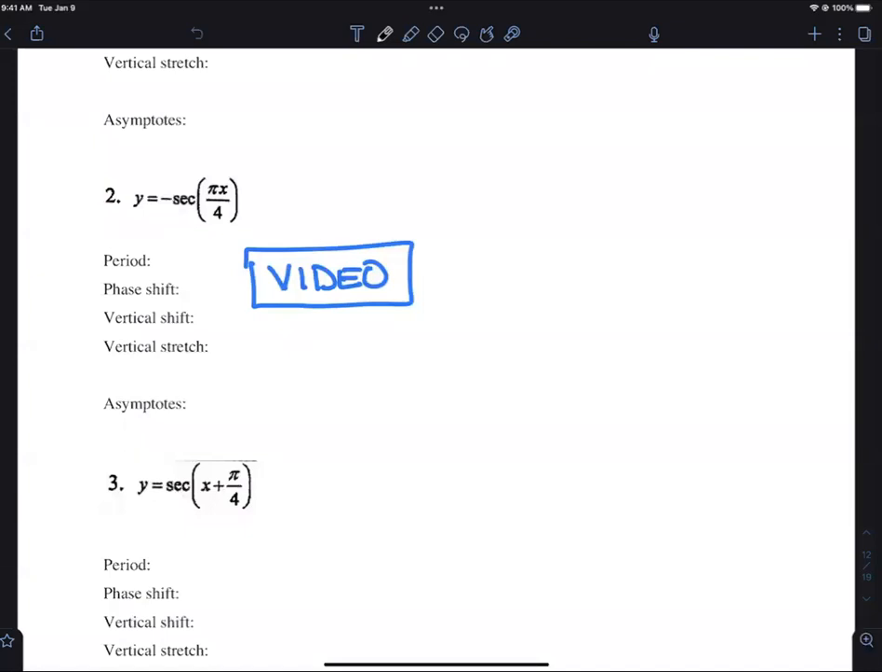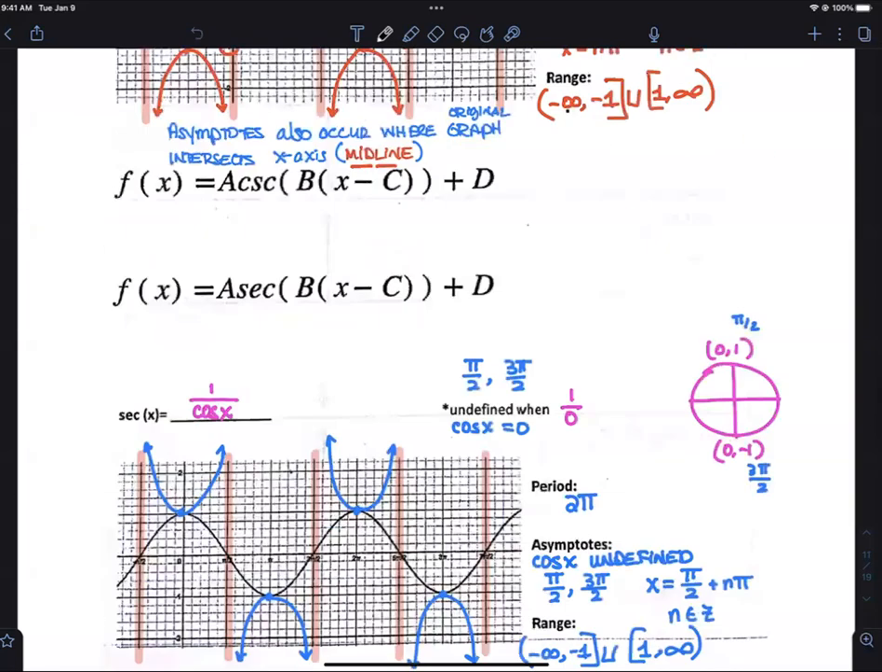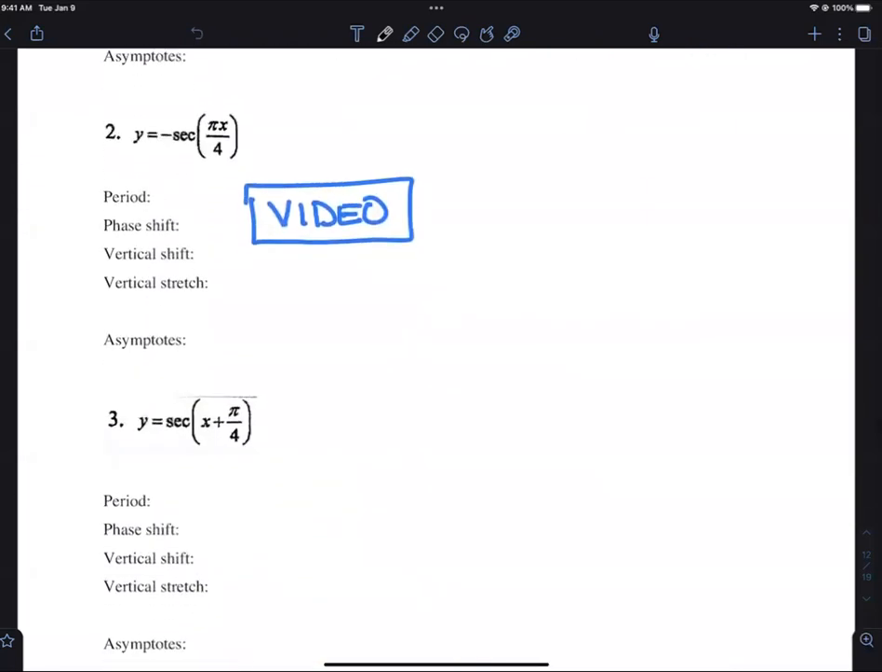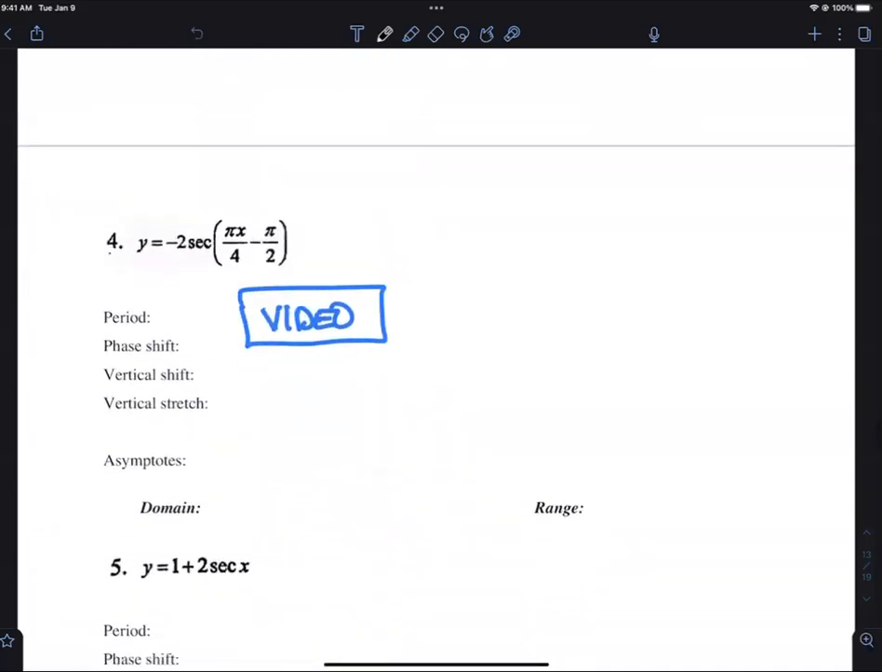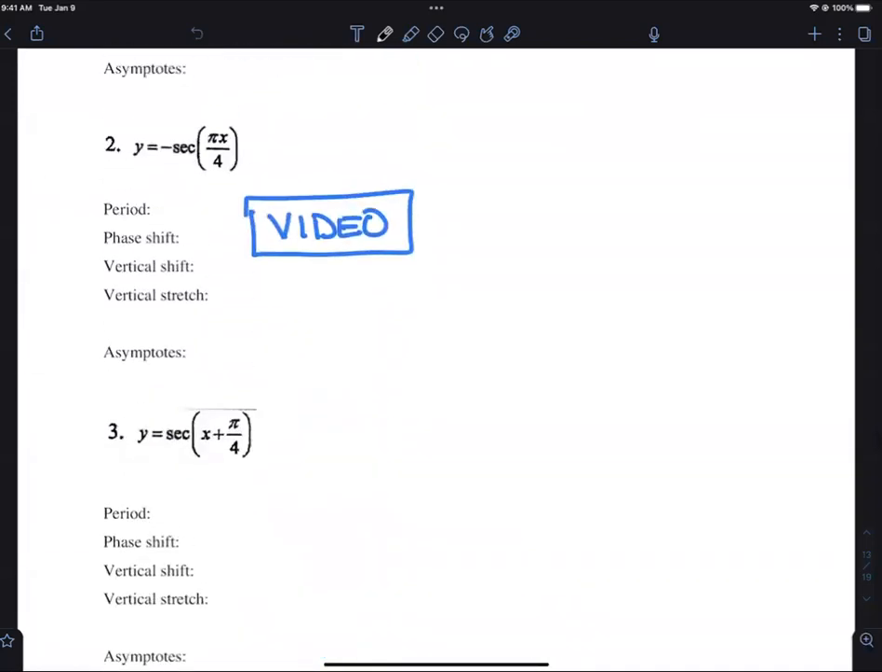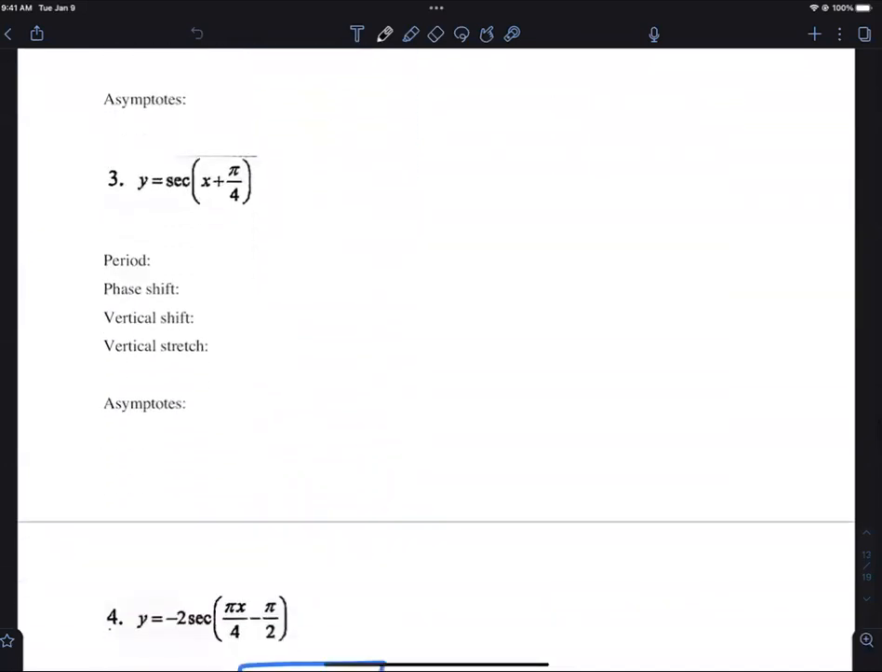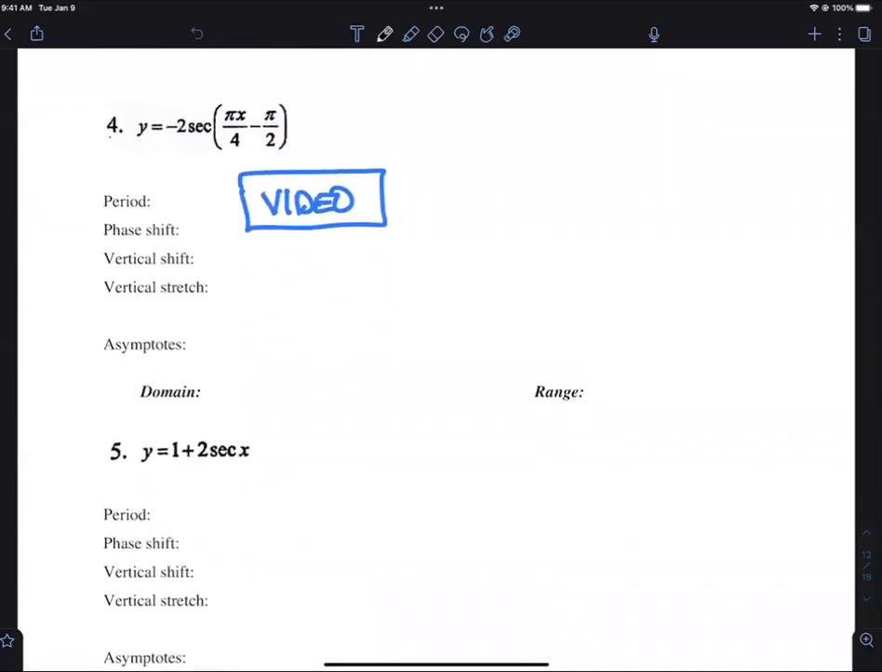Okay, in this video, I'm going to attempt to run through two examples in your guided notes. So here are the parent functions, just flip in the pages. I'm going to do number 2 and number 4, simply because number 4 has all the elements in it. Even though they're both secant graphs, I think that they'll give you an idea.